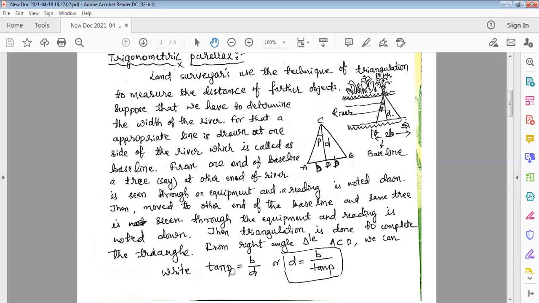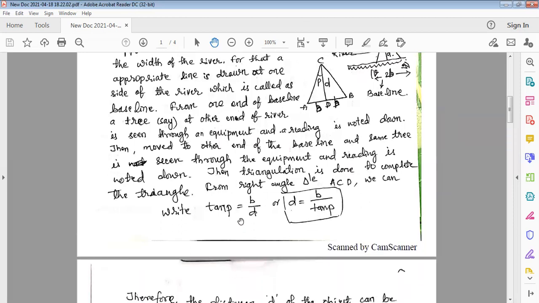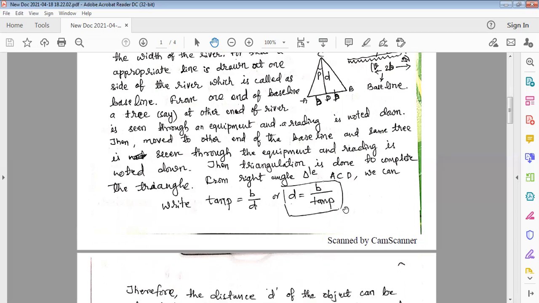So I can apply trigonometry easily, and from trigonometry tan P is equal to the opposite side divided by the adjacent side. Here the opposite side is b, half of the baseline, and the adjacent side is CD, that is D. Therefore, you want to calculate D, the distance, so you write this equation as distance D is equal to b divided by tan P, where P is the parallax angle.